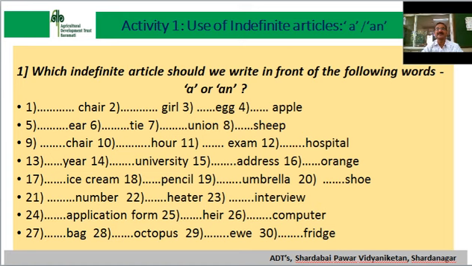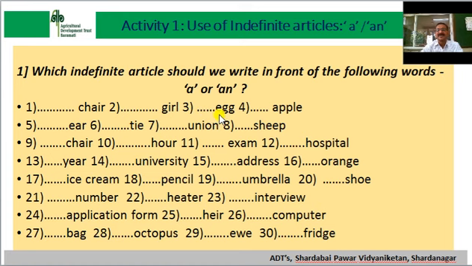Let us see the activity. Use of indefinite articles a and an. Which indefinite article should we write in front of the following words? A or an? First example, chair. Which article should be used here? This word begins with a consonant sound. It is a singular countable noun. That's why a is used here. A chair. In this way, a girl, an egg.